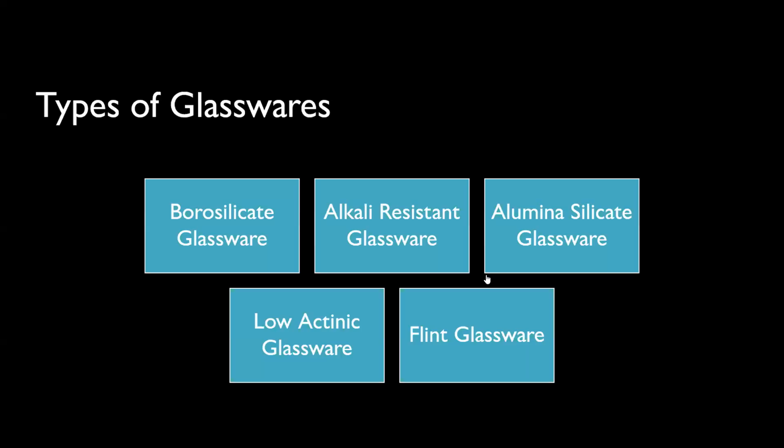Basically, glasswares can be classified into five. Number one, we have your borosilicate or silicate glassware, which is the most common. We also have our alkaline resistant glassware, our aluminosilicate glassware, your low actinic glassware, and your Flint glassware. To start with, we're going to discuss first what borosilicate glassware is.